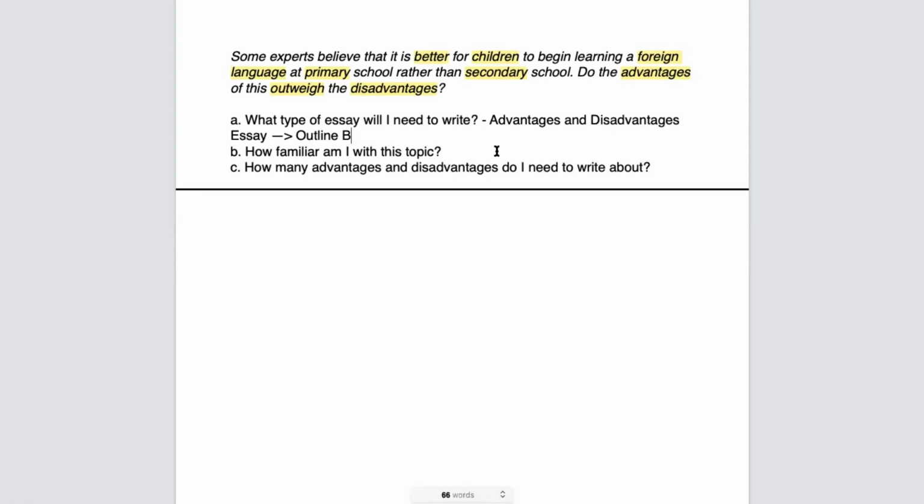Lastly, you have question C. How many advantages and disadvantages do I need to write about? And remember, you want to write about more than one. So a good number is around 2 advantages and 2 disadvantages.